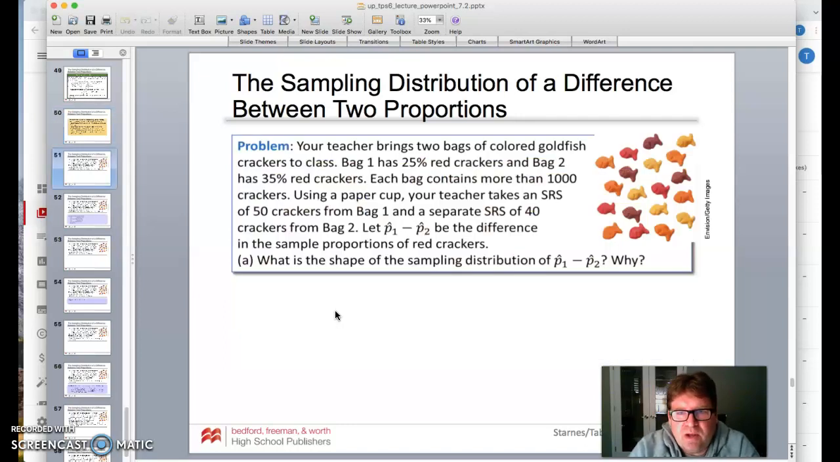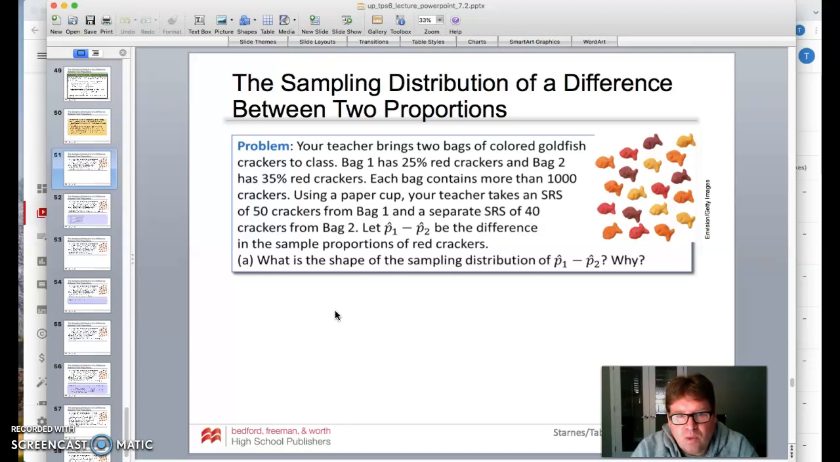Teacher brings 2 bags of colored goldfish crackers to class. Bag 1 is 25% red crackers. Bag 2 has 35% red crackers. Each bag contains more than 1,000 crackers. So using a paper cup, your teacher takes a simple random sample of 50 crackers from bag 1 and a separate simple random sample of 40 crackers from bag 2. Now, p-hat 1 minus p-hat 2 is the difference in the sample proportions of the red crackers.